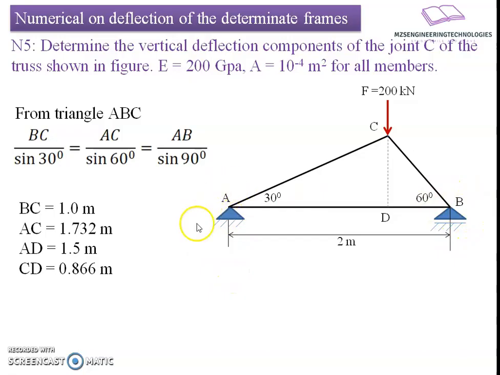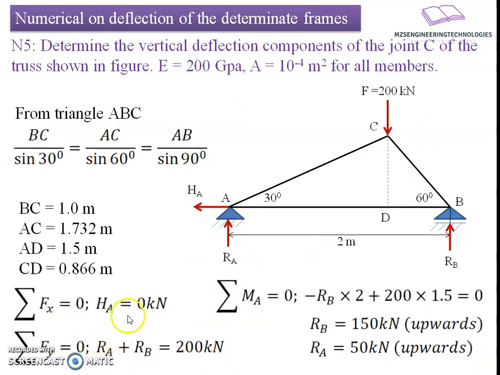The end condition at A is a hinge and the end condition at B is a roller. The hinge will attract two reactive forces, whereas the roller will attract a single reactive force. So RA, RB and HA are the unknown reactive forces. To find these, we apply the static equilibrium equations. The summation of forces in the x direction gives HA minus 0, meaning there is no external force in the horizontal direction to balance this reactive force. That's why HA is 0. For equilibrium in the vertical direction, we have two reactive forces going upward and the applied load going downward. That's why RA plus RB is equal to 200 kilonewton.